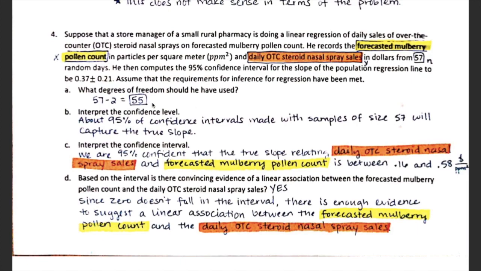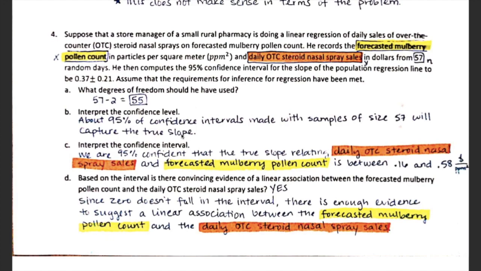Then part B asks for an interpretation of the interval, of the confidence level. Sorry, big difference. Confidence level, not the interval. So the confidence level is this 95%. What does that mean? Okay, so that means that if we made a bunch of confidence intervals, about 95% of them are going to capture the true slope.